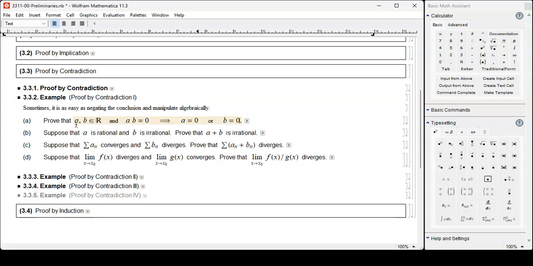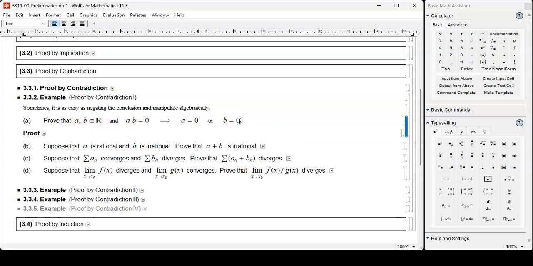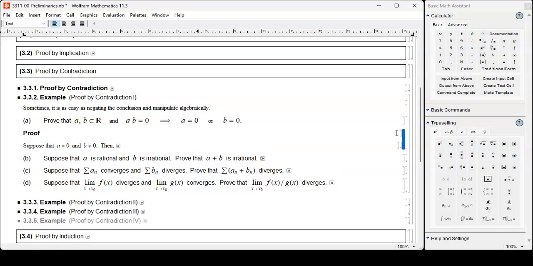So prove that if A and B are real numbers and A times B is 0, then A is 0 or B is 0. Now, instead of going directly, you can use proof by contradiction. Let's assume this is false. The conclusion is false. So how do you negate the conclusion? Not equal to 0, negation. Also, or becomes and. That's how you do the negation. And becomes or, or becomes and. All becomes some, some becomes all.